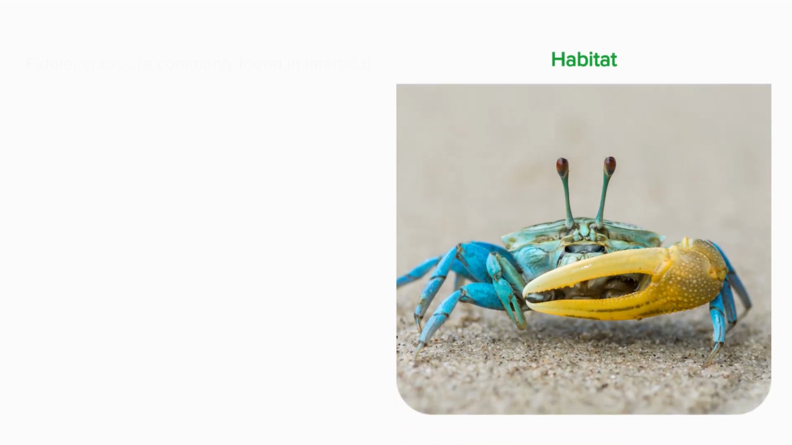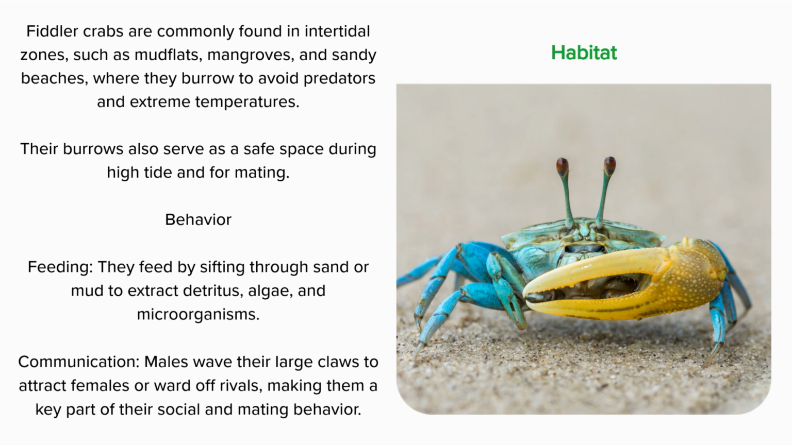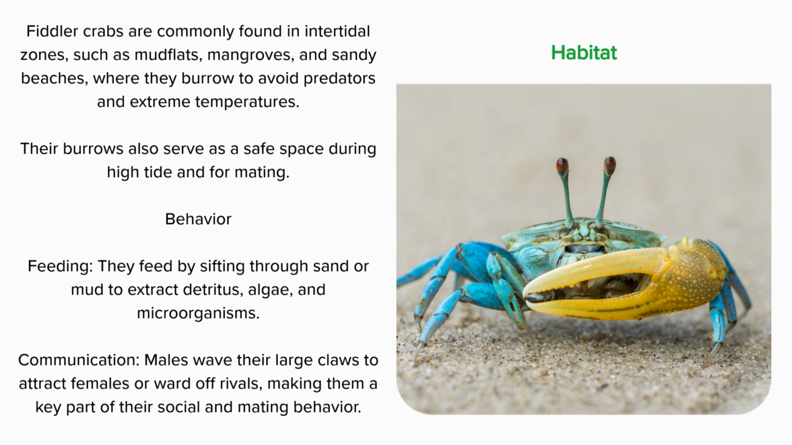Habitat. Fiddler crabs are commonly found in intertidal zones, such as mudflats, mangroves, and sandy beaches, where they burrow to avoid predators and extreme temperatures. Their burrows also serve as a safe space during high tide and for mating.